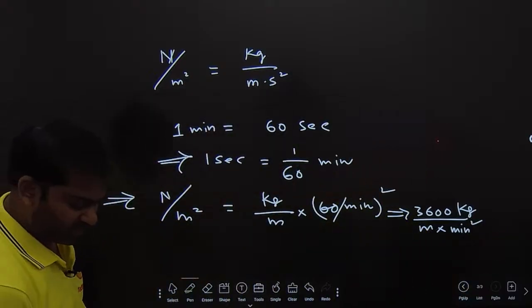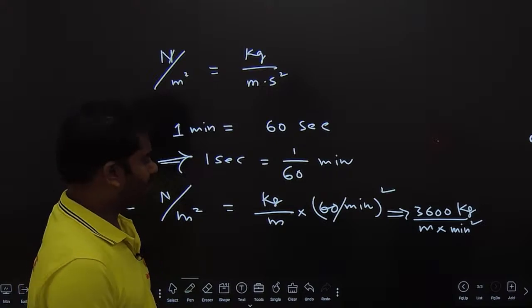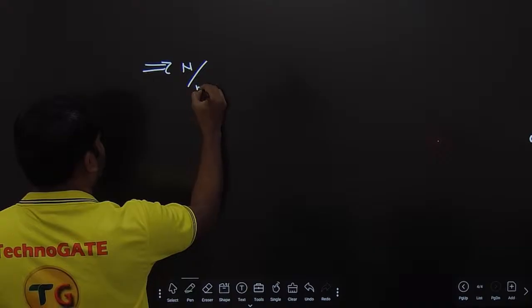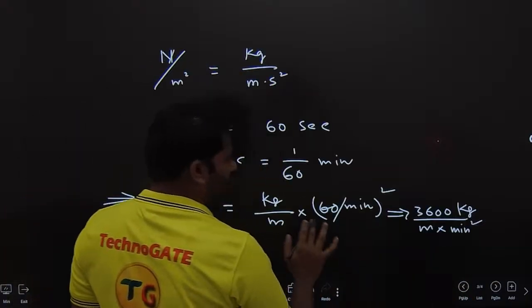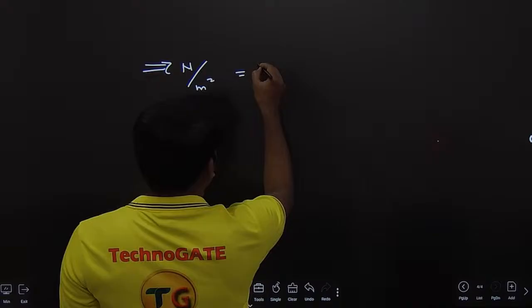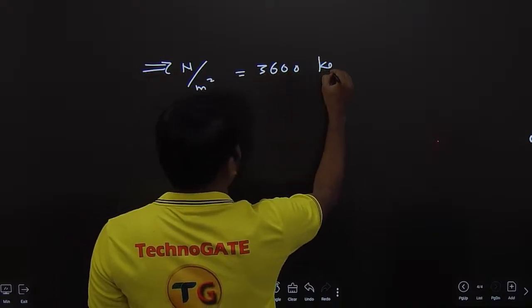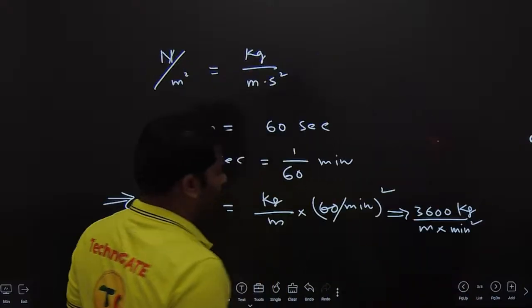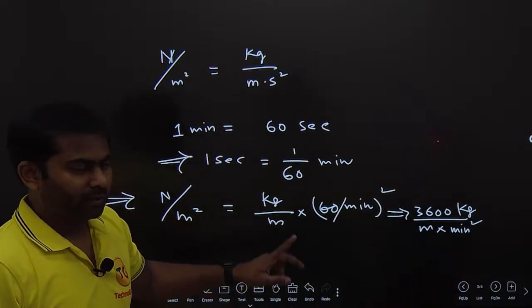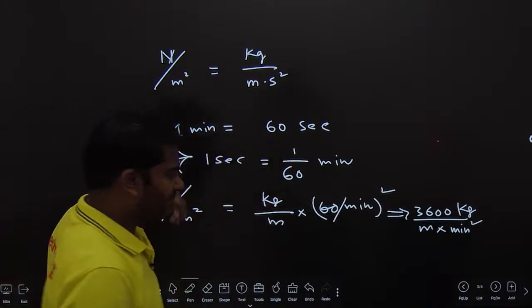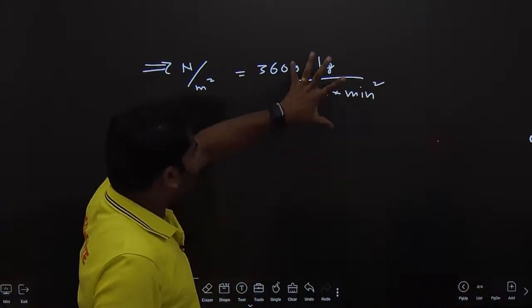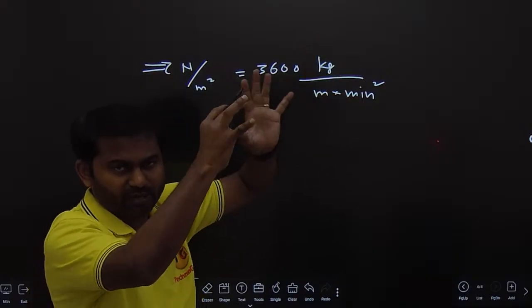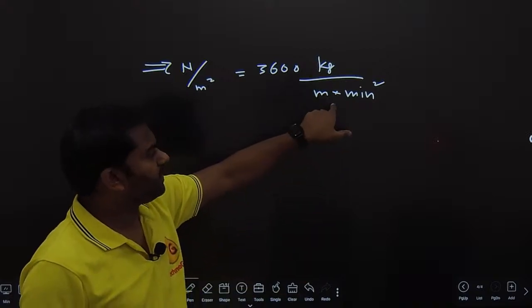This is the one. That means we are getting a relationship that Newton per meter square is equal to 3600 kg by meter into minute square. And now we are taking this as kg meter per minute square. That means when you are doing the calculation, we are taking it in kg meter per minute square.